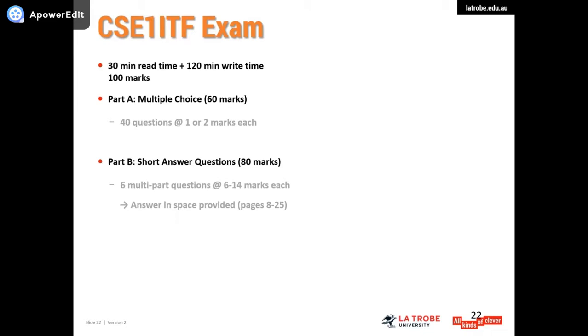In part A, you will have multiple choice questions. For each question, there's only one correct answer, so please bear that in mind. There will be 40 questions in this part, with simple questions and hard questions. A simple question only has 1 mark. If the question is a little harder, then it has 2 marks. So that's the multiple choice.